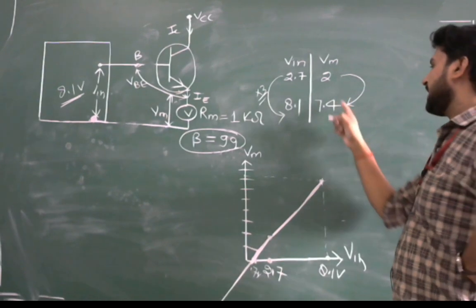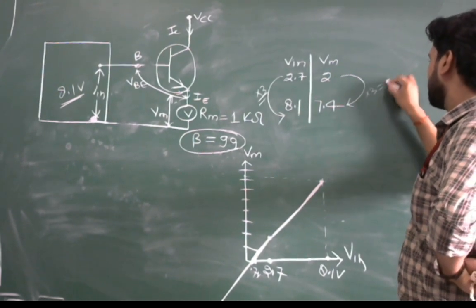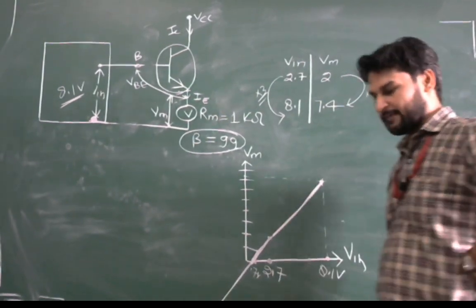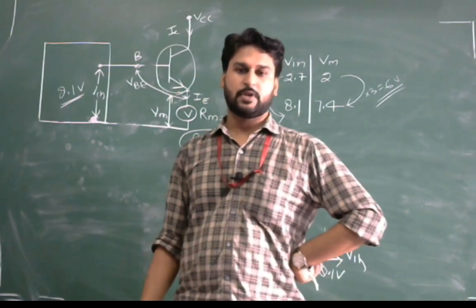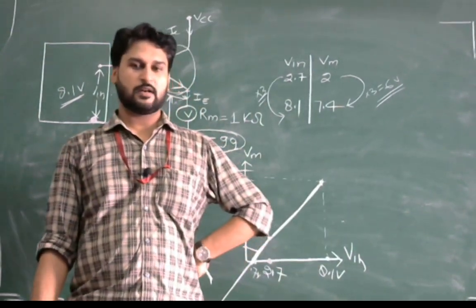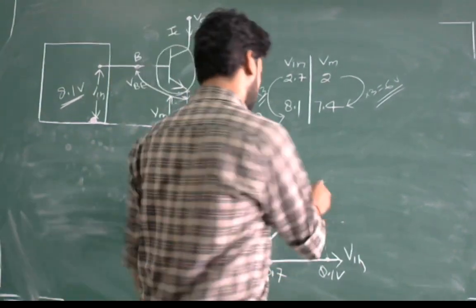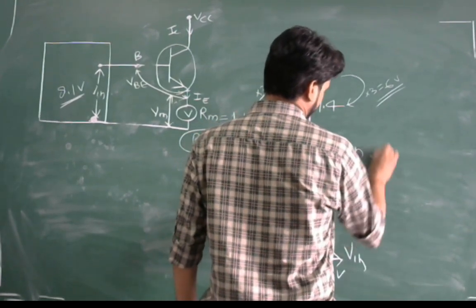Means it should be into 3, it should be 6 volt, but it is giving 7.4 volt. That means the relation between input and output is non-linear. This is one disadvantage of this circuit, that the input and output relation is non-linear.